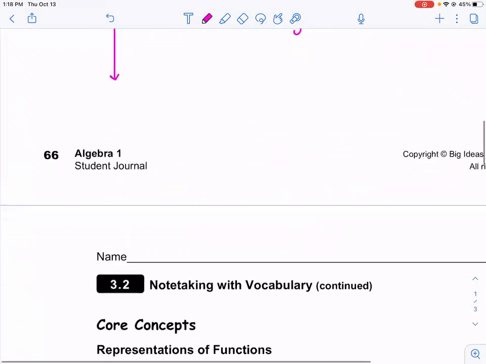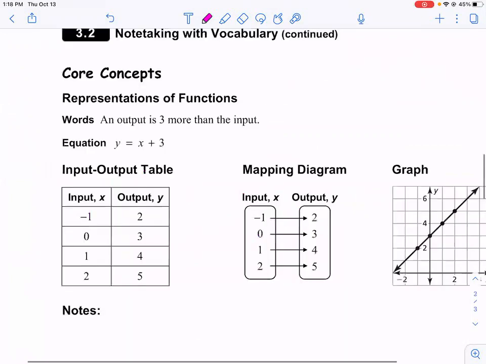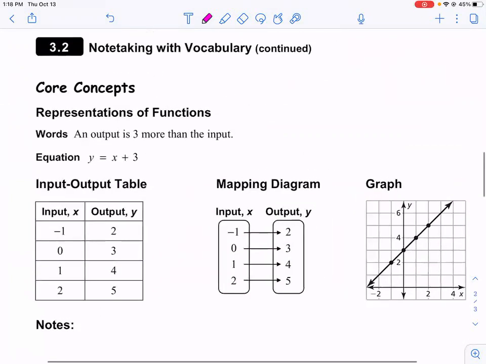All right, so I want you to head over to this page right here. All of these represent the same linear function. So I want you to look at this y equals x plus 3. Notice how this looks like that y equals mx plus b format. M and b are going to be numbers. So this 3 is where the b is. The coefficient of x is 1. So we know that this is a linear function.